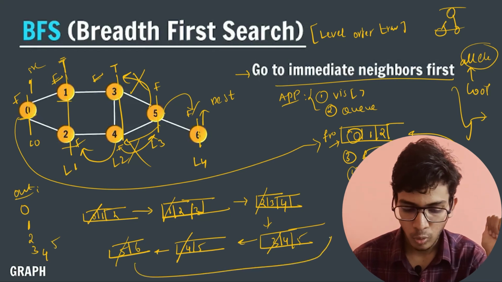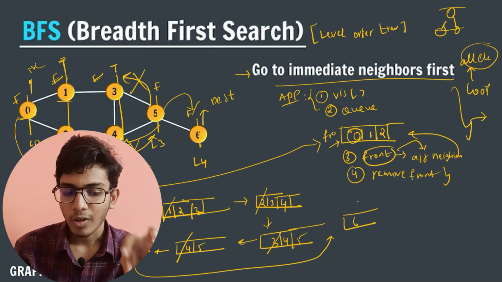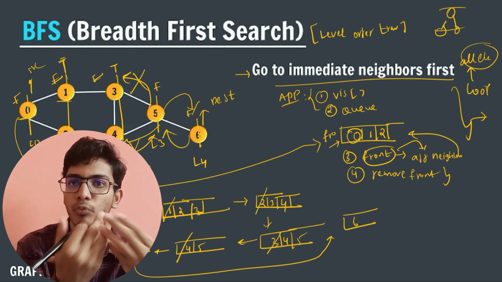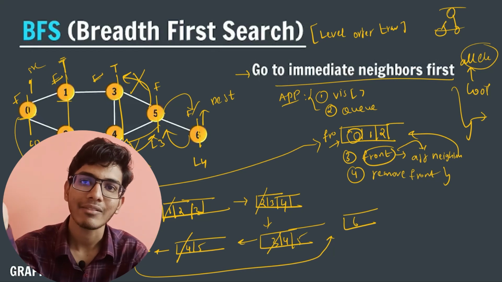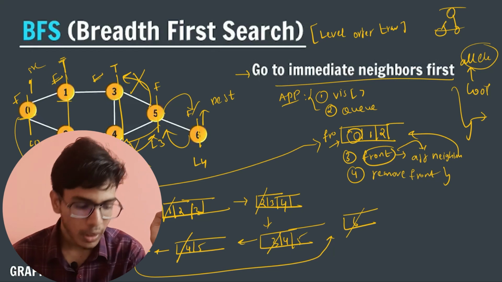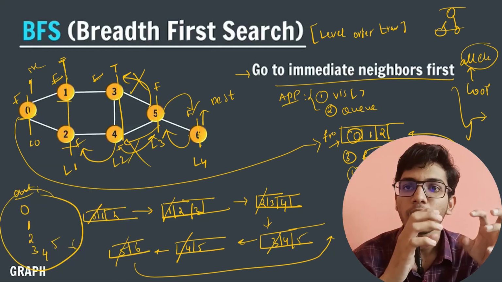Now the only element present in my queue is 6, and for 6 its neighbor is 5, which is already visited, its visited is true, so I will not add it again. I will remove 6 from my queue and I will print it, and you can see that I got the output. This is how we perform BFS.